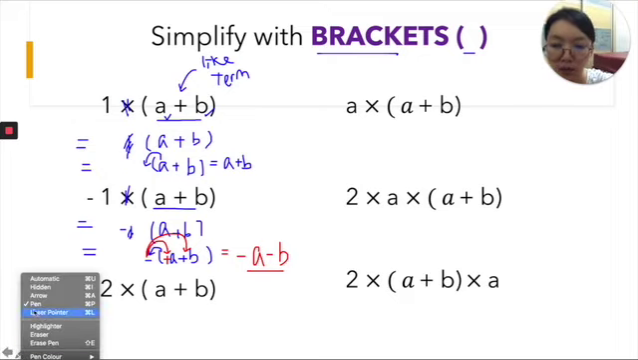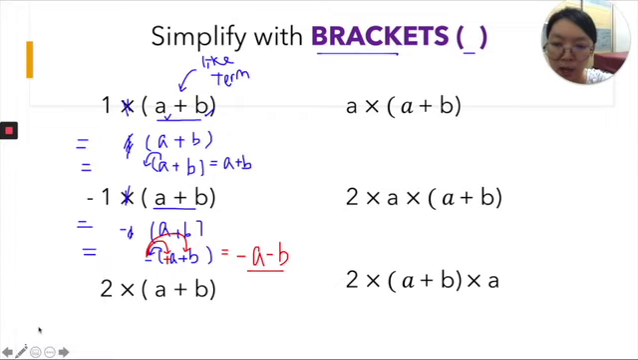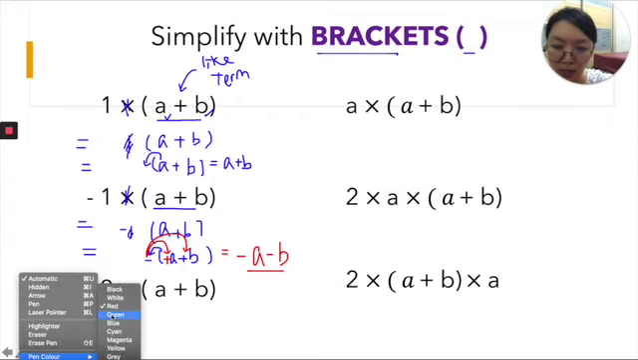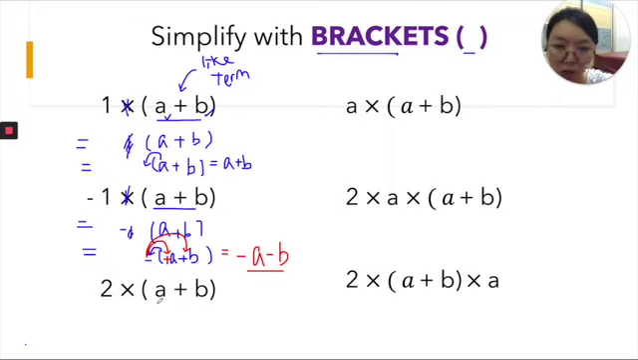Next, what if I have 2 times a plus b in bracket? So if this is the case, I'll again do whatever is inside the bracket first. Not like terms, I just have to copy the bracket down. Next, 2 times. Okay, I can take away the times and be left with 2. Now, this is 2. This is not 1 anymore. I cannot be taking it away.